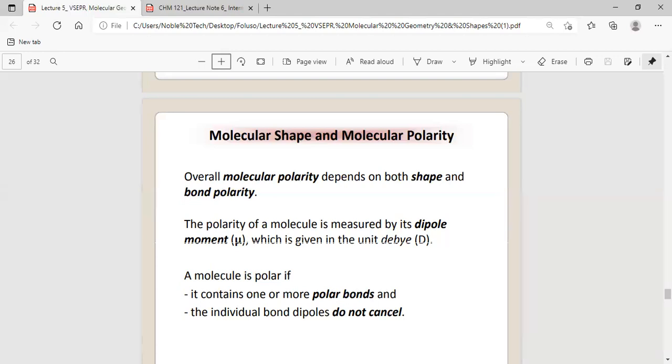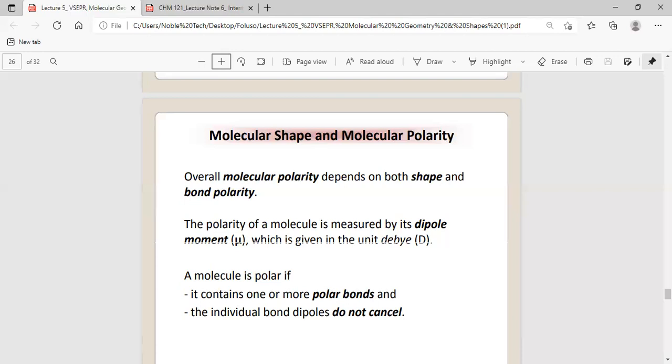If it is zero, and there is electronegativity difference between the central atom and the terminal atom, the implication is that the shape of the molecule may have canceled out the dipole moment. We are going to look at specific examples to explain what I'm trying to teach here. So a molecule is polar if it contains one or more polar bonds. Once the bond is polarized, that molecule will be polar.